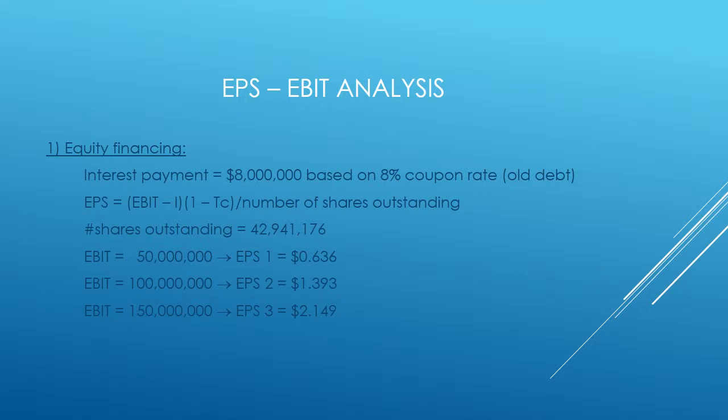In conducting the earnings per share and earnings before interest and taxes analysis, we came up with the following calculations. For equity financing, the interest payment is $8 million based on an 8% coupon rate, which is the old debt. And earnings per share is (EBIT minus I) times (1 minus T_C) divided by the number of shares outstanding. And the following are the calculations for when EPS is 1, 2, and 3.